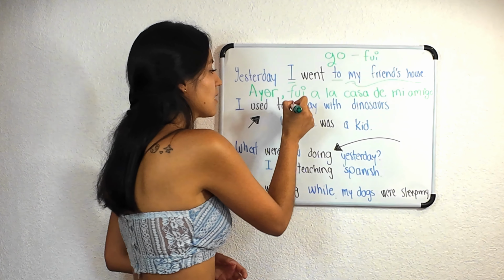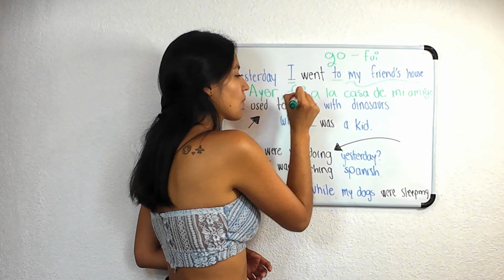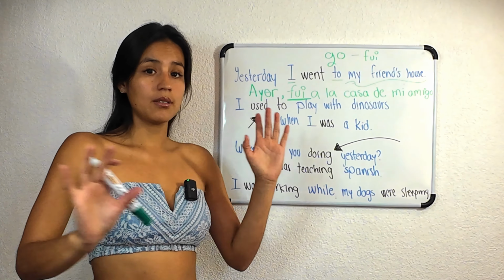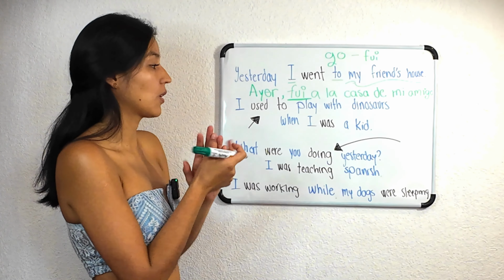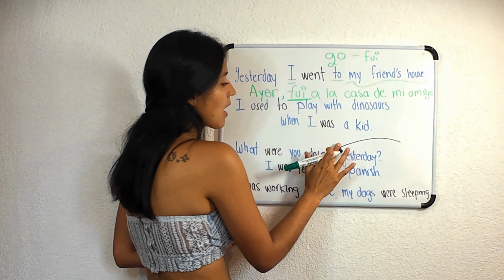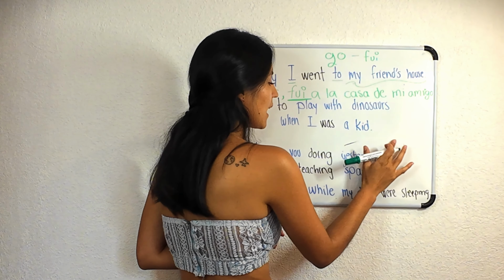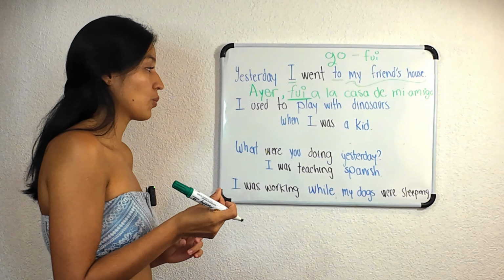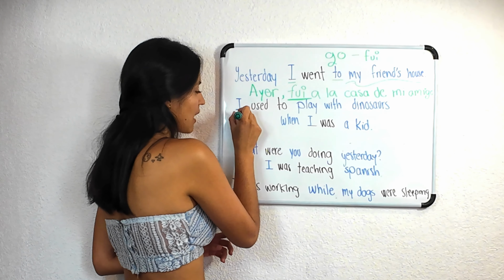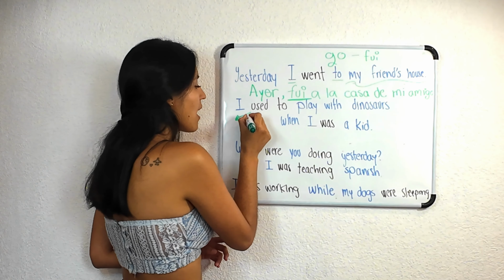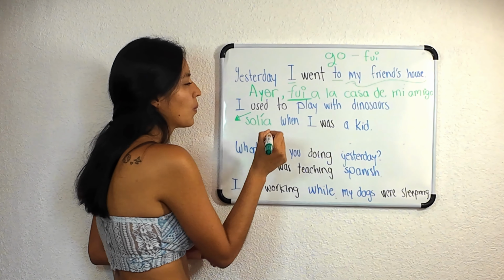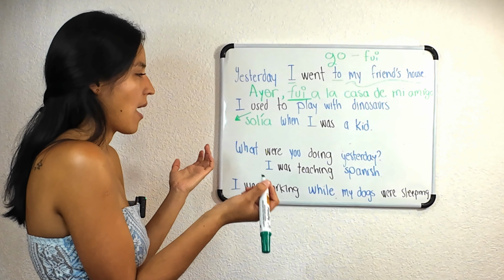Okay? This is the simple past, okay? And I went, it's done, it's over, okay? And that's why I'm going to use this one, okay? Next one, it's going to be I used to play with dinosaurs when I was a kid. So in Spanish, we also have something that is kind of like the used to, and it's solía. Okay, but we also use the other past a little bit more.